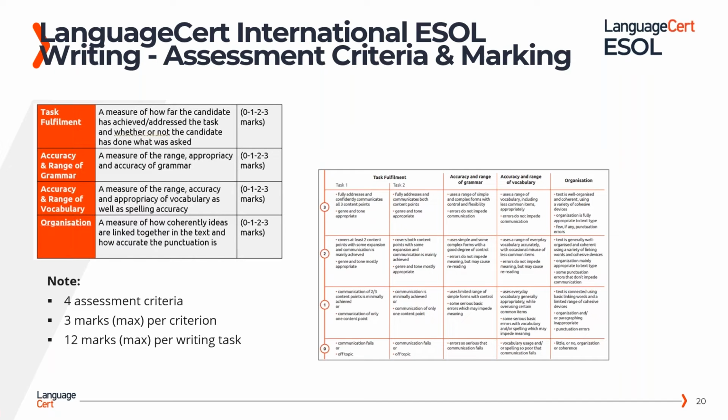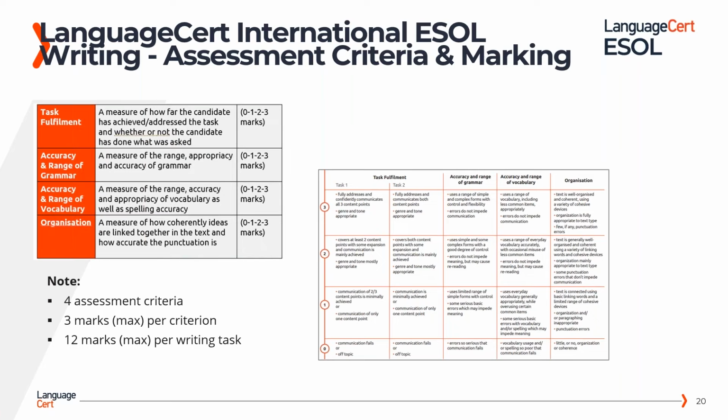The second criterion, accuracy and range of grammar, a measure of the range, appropriacy, and accuracy of grammar. The third criterion, accuracy and range of vocabulary, a measure of the range, accuracy, and appropriacy of vocabulary, as well as spelling accuracy. Finally, the last criterion, organization, a measure of how coherently ideas are linked together in a text and how accurate the punctuation is.